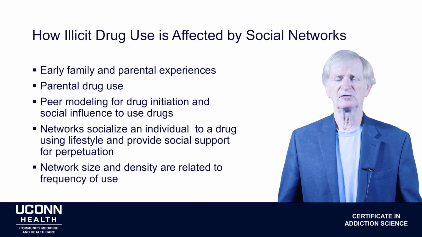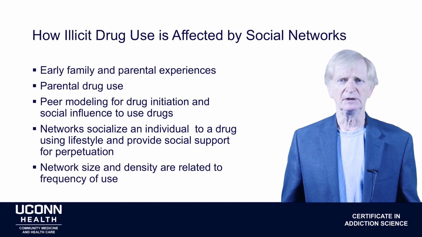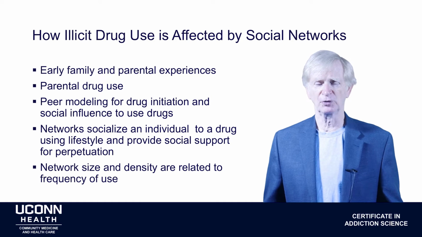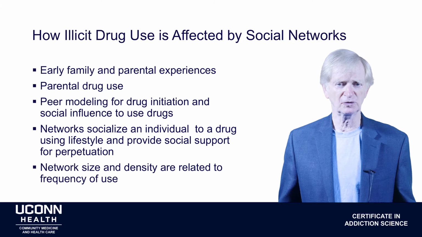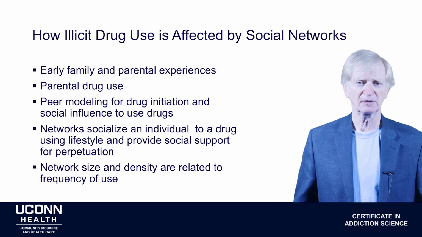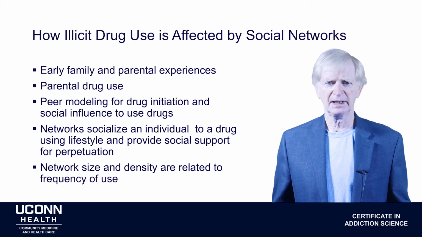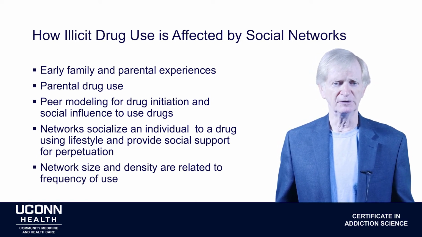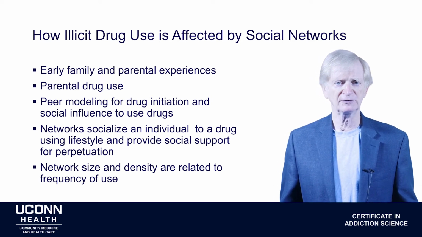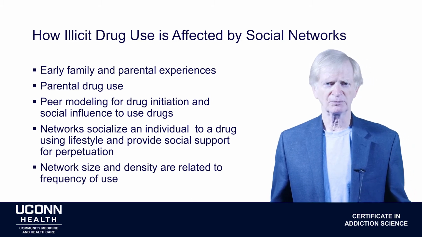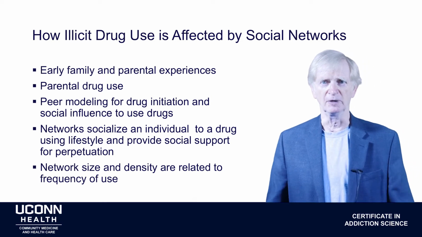Illicit drug use is affected by social networks in particular, the person's early family and parental experiences. These often, for drug users, have been found to be traumatic, and traumatic events that occur in a person's life can lead to the development, particularly the early onset, of substance use disorders. Parental drug use not only provides poor modeling, but it also provides a chaotic home environment.